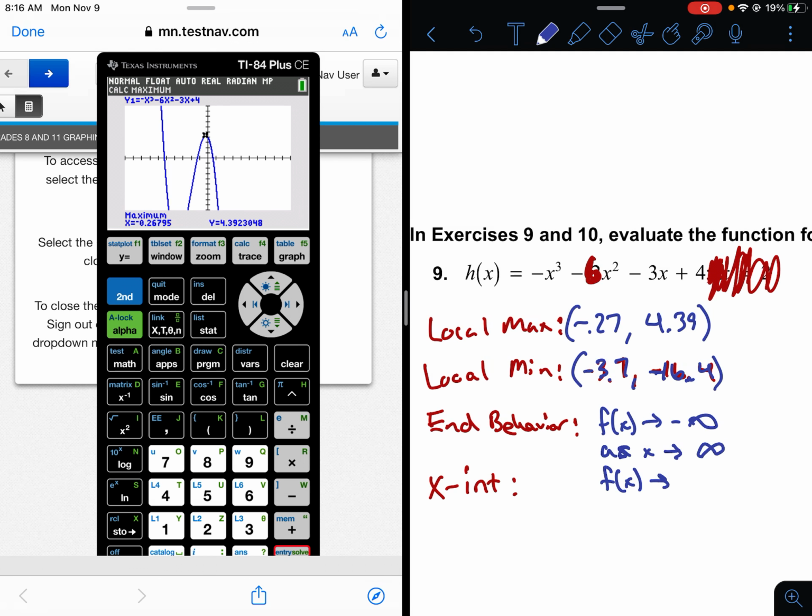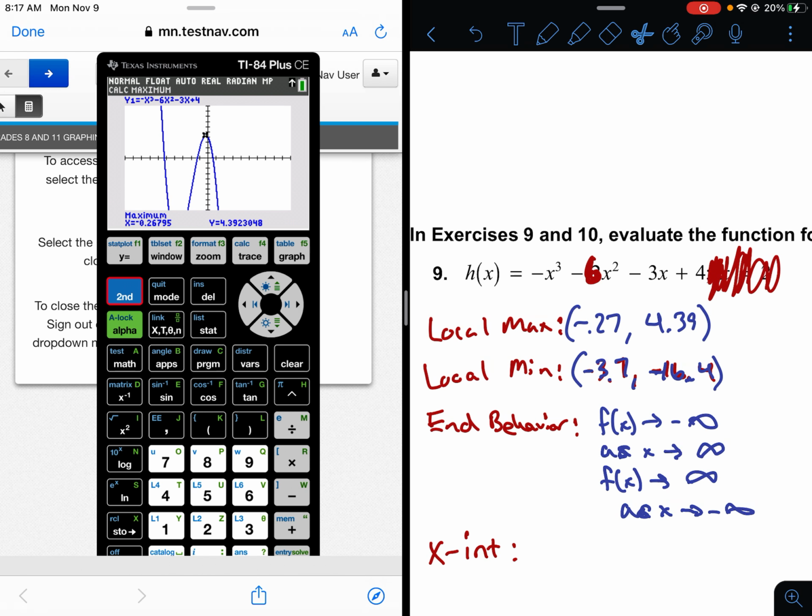So as it goes to the right, the function actually goes down, and then the other one, f of x approaches positive infinity. So it's going up as x goes left, approaches negative infinity. So the graph is going down as it's going to the right. The function is going up as it's going to the left. And that's what that means.